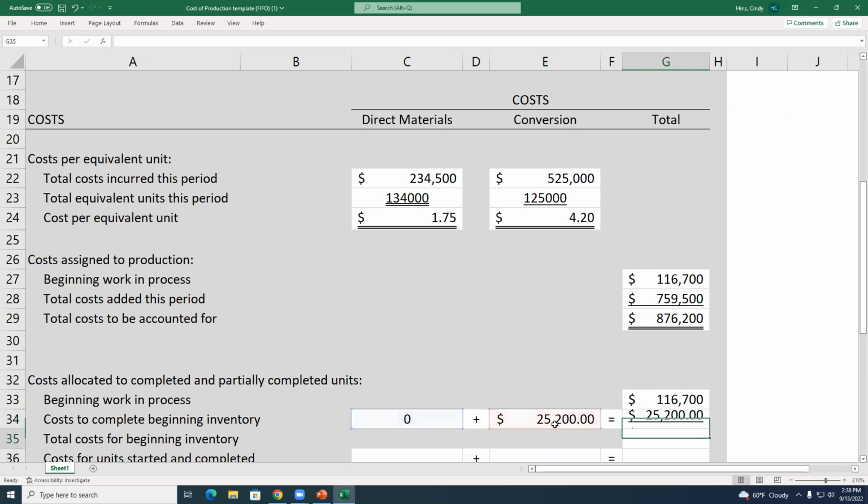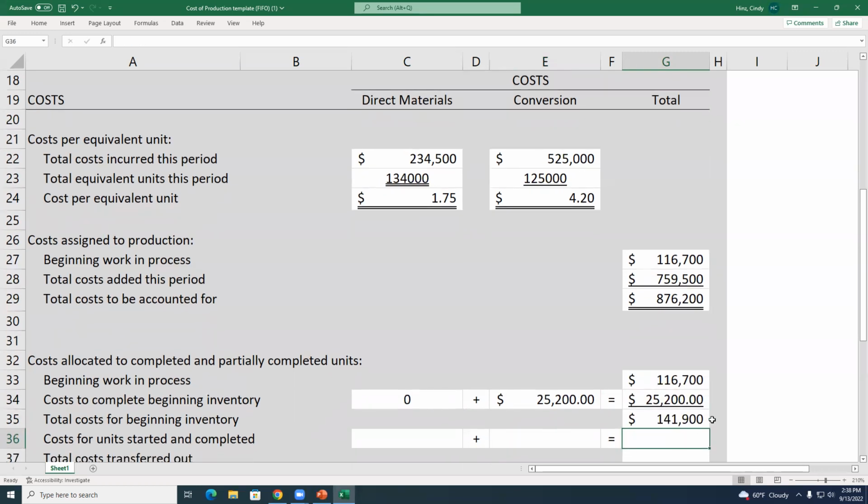Add across to the far right column. So we had $116,700 already in those units. That includes all the direct materials and 75% of the conversion costs. We added 25% more worth of conversion costs to finish those units. And there's the total cost for our beginning inventory, $141,900. Everybody good so far?